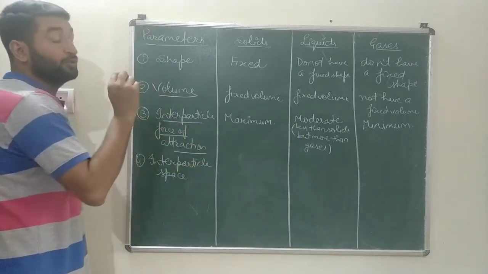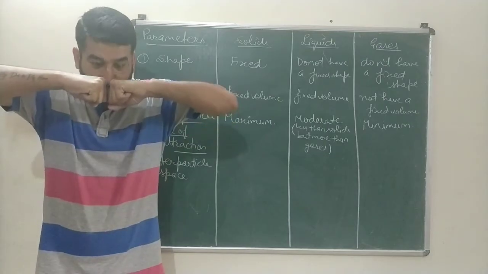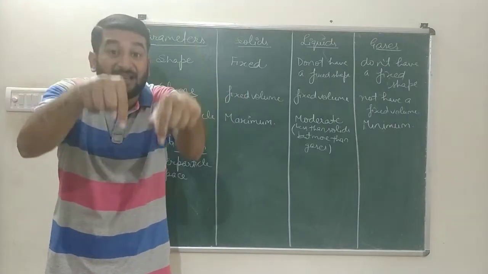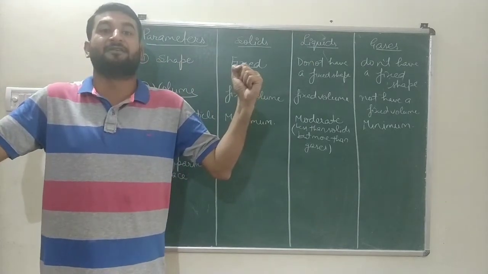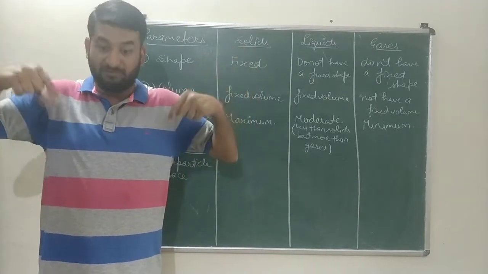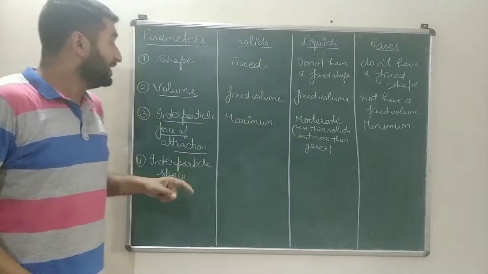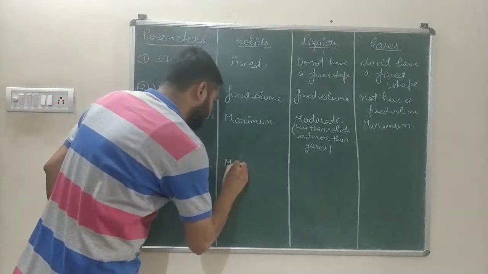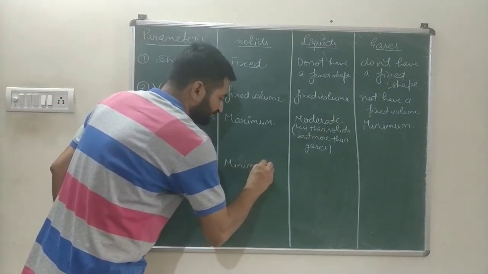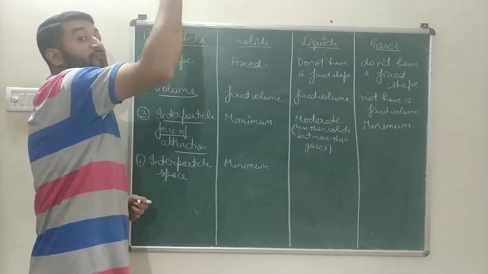It is the exact opposite of interparticle force of attraction. If the interparticle force of attraction is more, the space between the particles is less. And if the force of attraction is less, then the space is more. Here the interparticle force of attraction is maximum, so the space is minimum. Due to that, I cannot pass my finger into the wall.